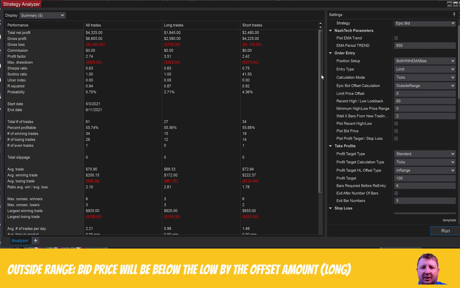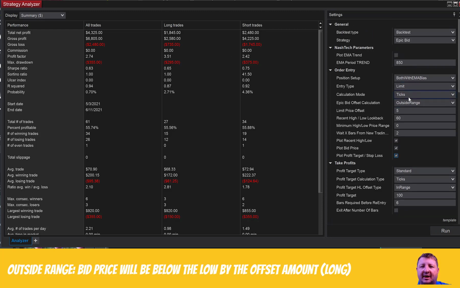Outside of the range is bidding below the low for a long entry, and inside the range is bidding above the low for a long entry. Everything works differently when it's the short. It works just the opposite. You're bidding below the high if it's in range, or you're bidding above the high if it's out of range. So let's go back to our limit price offset of 15.